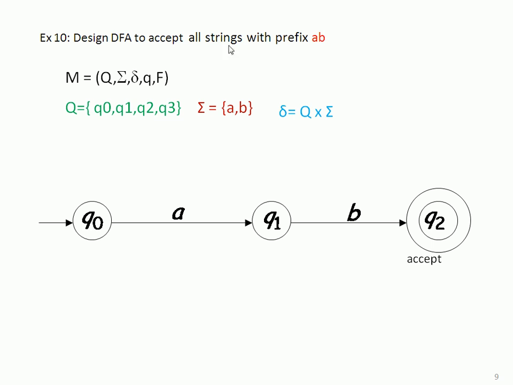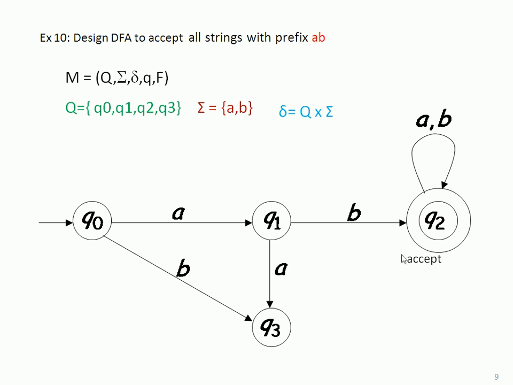So all strings with the prefix AB, beginning with any string, or no string, it will accept AB, right? So if you have the string AB, when A is input, it will go to Q1. When input B, then it will go to Q3. At Q1, if there is input B, it goes to Q2, and for the other input A, it goes to Q3, which is called a dead state.